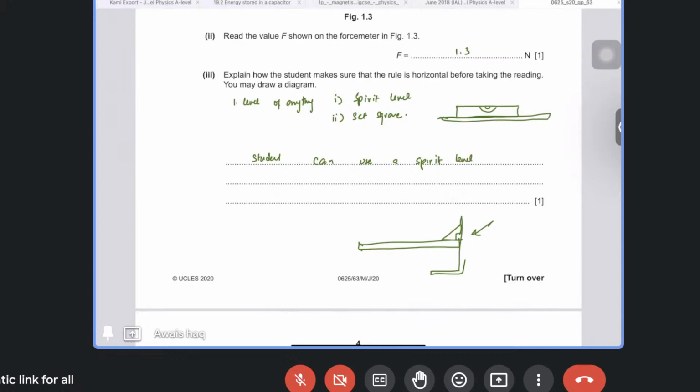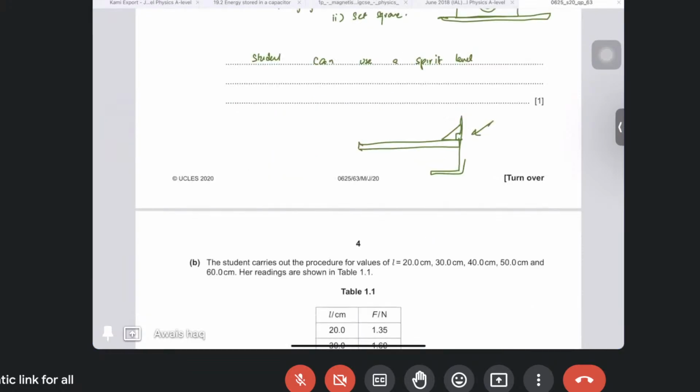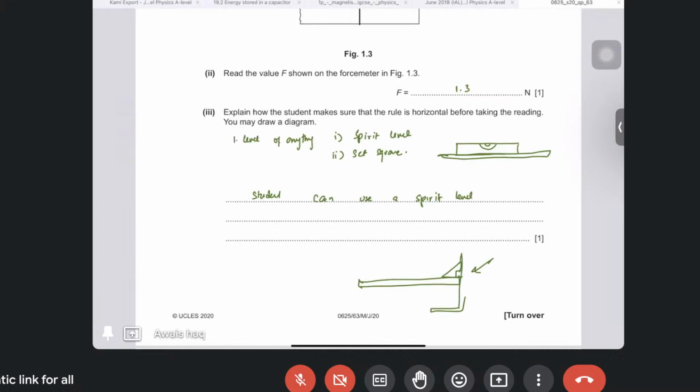Okay. All right, Iman, do you understand everything? Saleh? Okay, very good. Yes, sir. Sorry, Zainab? The name is spirit ruler or spirit line? Spirit level.